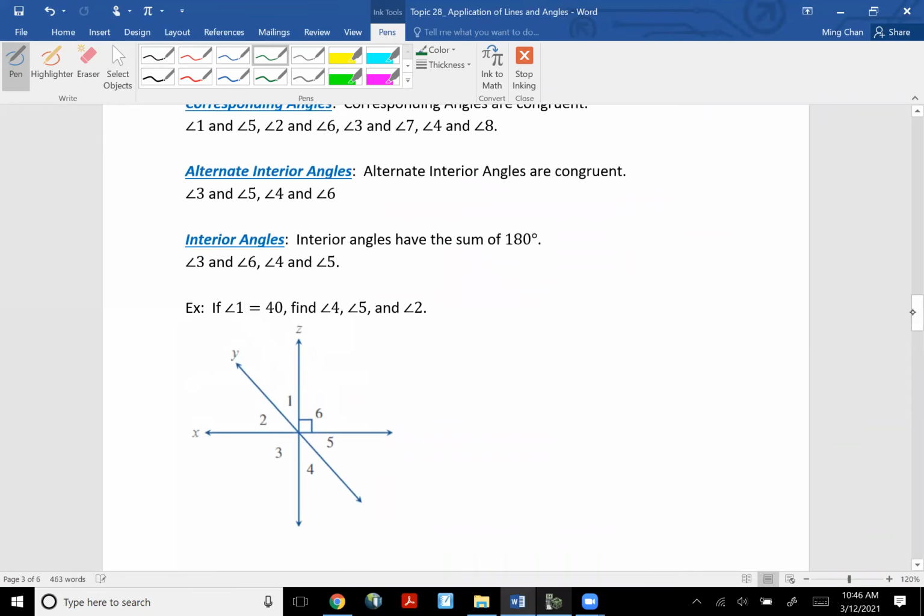All right, if angle 1, so this is a little bit different. I don't have parallel lines, okay? I just have two lines, X and Z, that are perpendicular, and there comes another line called Y. That's not a transversal.